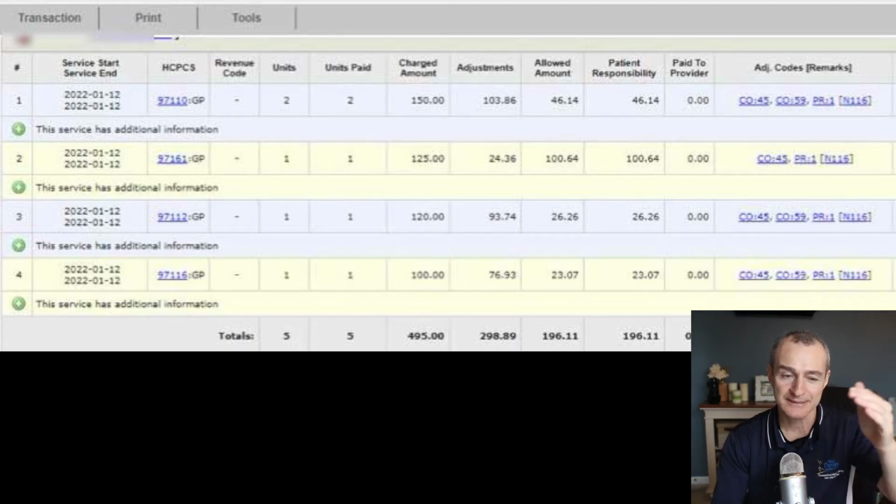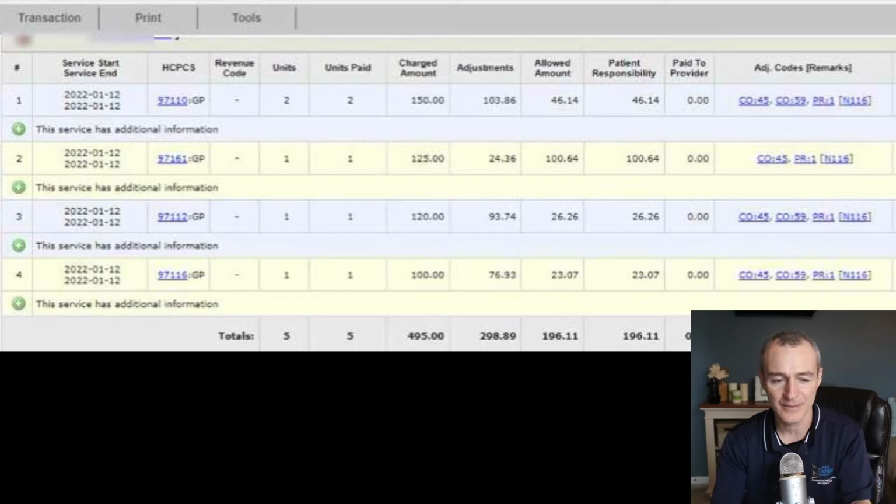And if you look down the column of patient responsibility and allowed amount, you can see every one of those match exactly. So the $100.64 matches, the $26.26 matches, the $23.07 matches. The total patient responsibility down at the bottom is $196.11. We know that the Medicare deductible for 2022 is $233.